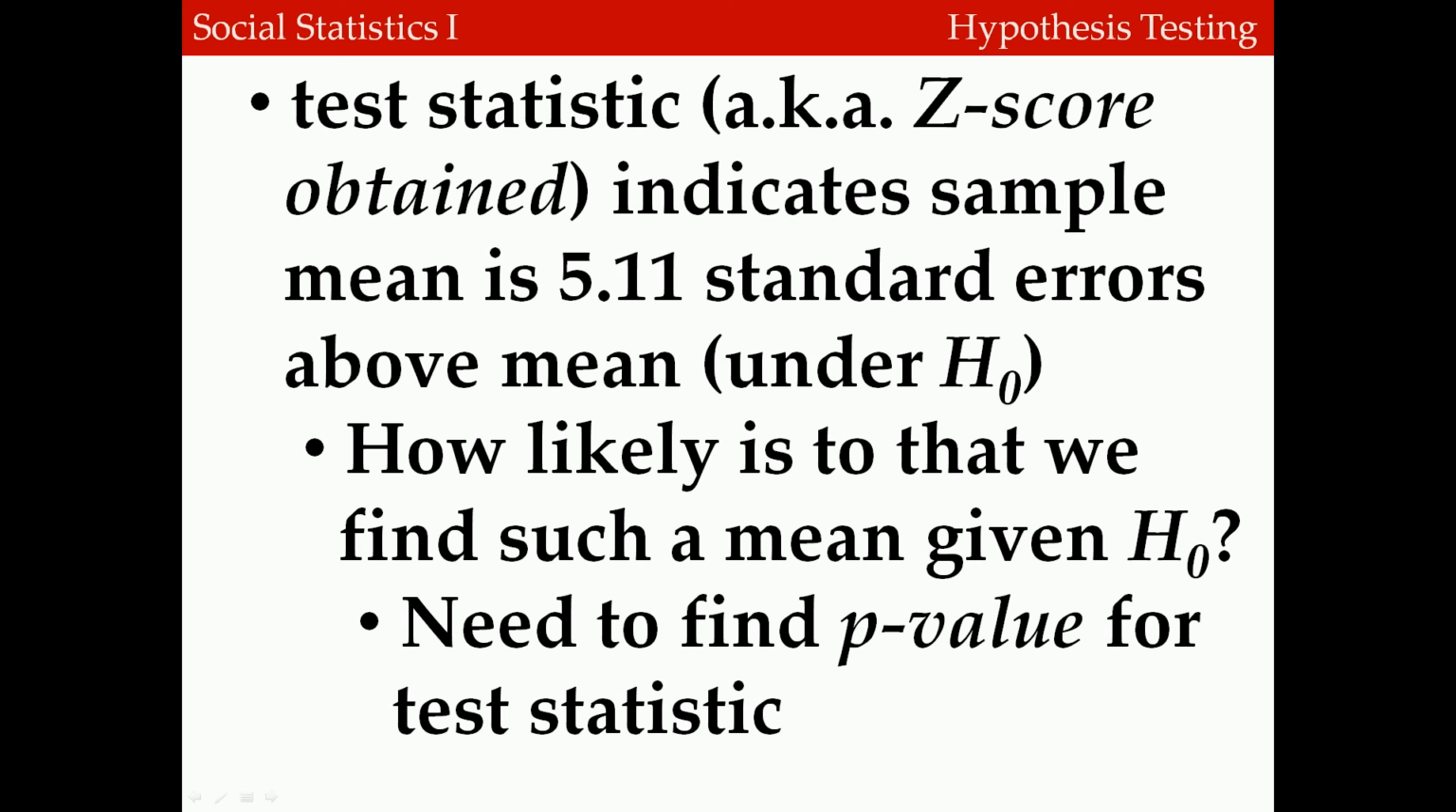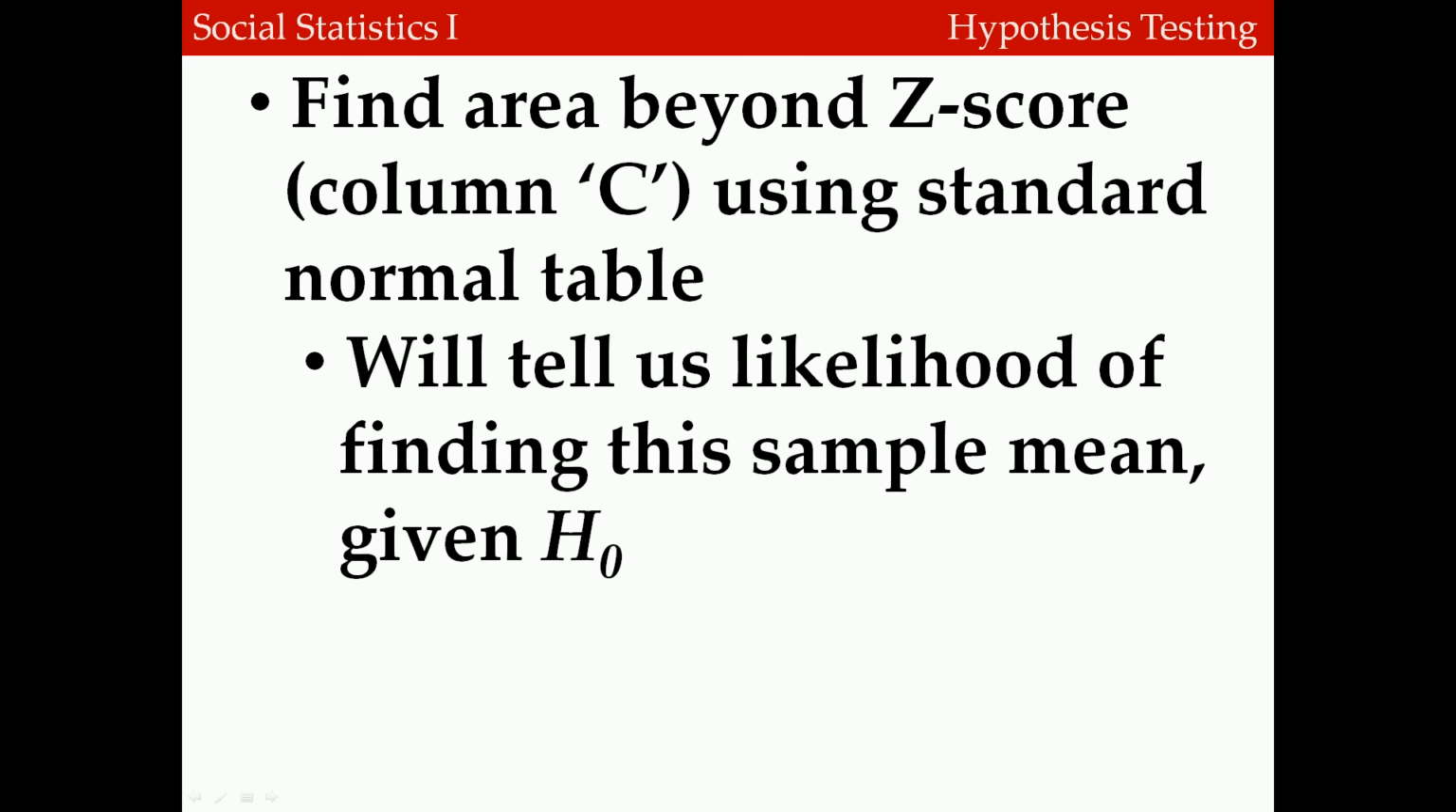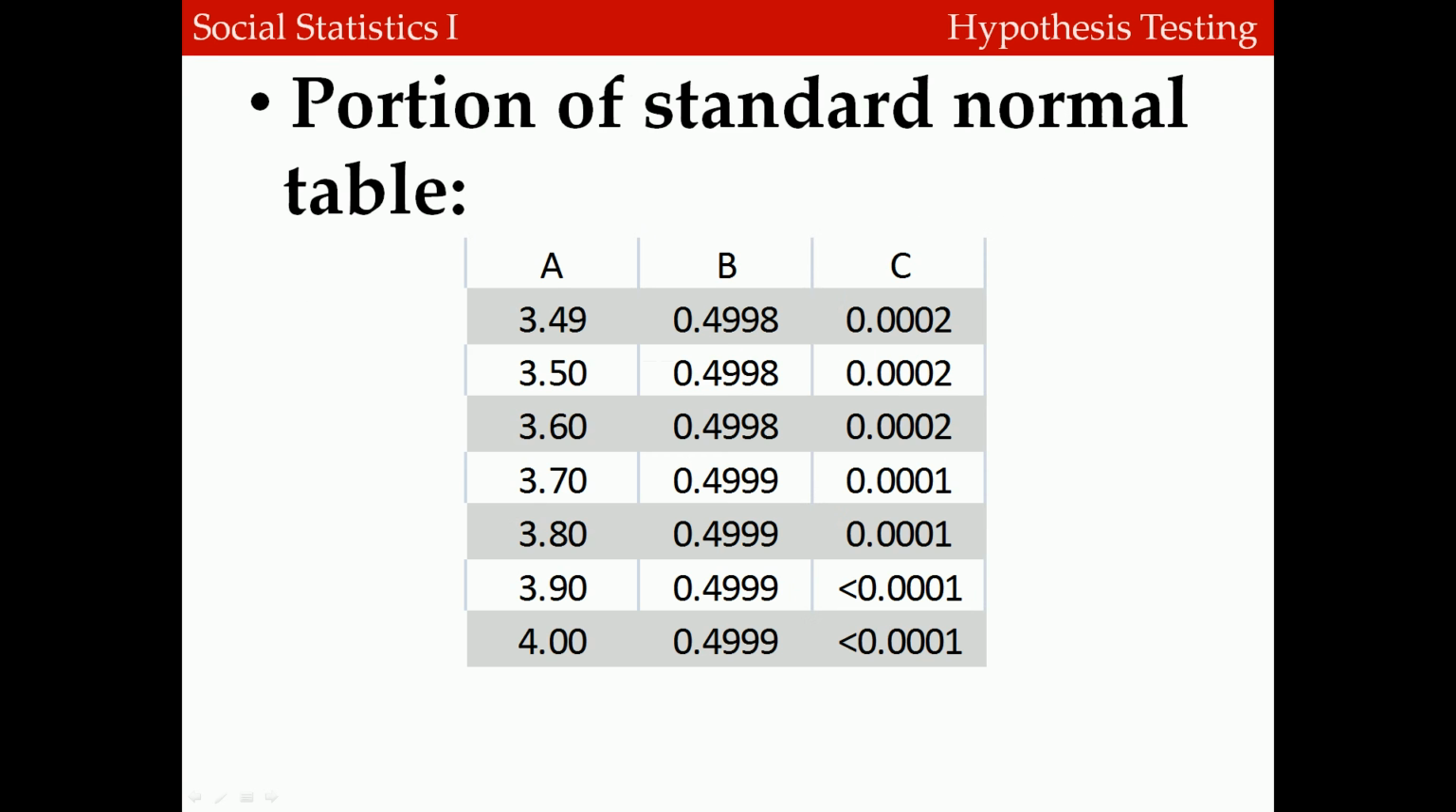And so now that we have our z-score, which is also known as a test statistic, we have to find something called the p-value. The p-value will basically tell us how likely it is that we get some sample result that in this case is over 5 standard deviations or standard errors above the mean. To find that value, we're going to have to look up our z-score in the standard normal table under column C, which tells us the area beyond the z-score. And this will tell us the likelihood of finding this sample result under the null hypothesis.